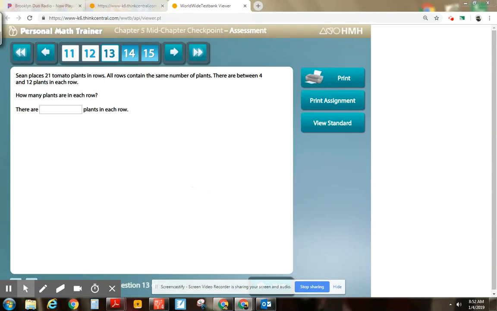We're back with Big Ideas Math, Chapter 5, the mid-chapter checkpoint, questions 13 through 16. These last couple of questions all focus on short story problems, and they have this confusing part where it says there are between, and then they give us some numbers. So I don't want you to get too confused. We're really just finding common factors, and then we'll answer the question.